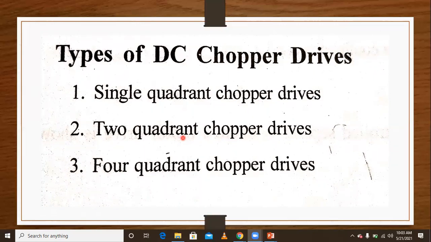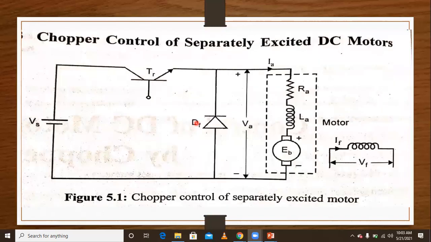Understood? Here our main machines are the separately excited DC motor and the DC series motor. By using choppers, we have to control the separately excited DC motor and the DC series motor. First, we discuss under single quadrant chopper drives the chopper control of a separately excited DC motor.